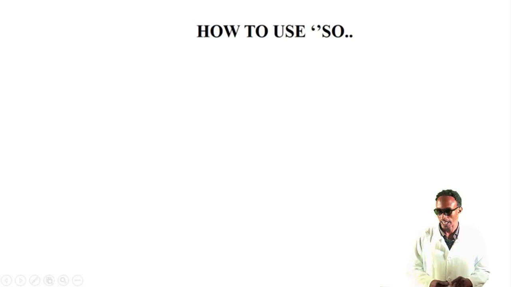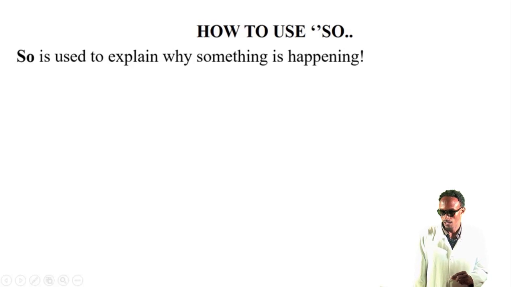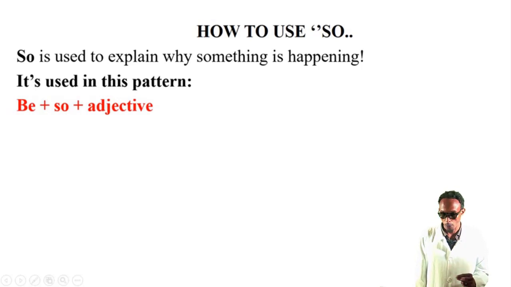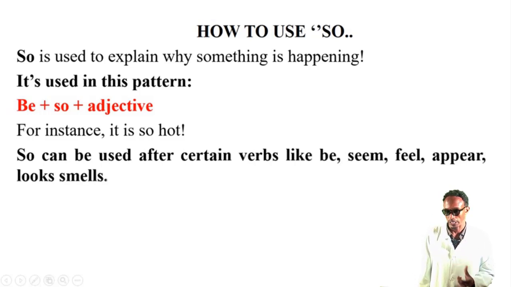Again, to explain how to use the adjective so. So is used to explain why something is happening. It is used in this pattern: be plus so plus adjective. Shall we take an example? If you say yes, okay. For instance, it is so hot. So can be used after certain verbs like be, seem, feel, appear, look, smell, and so on.